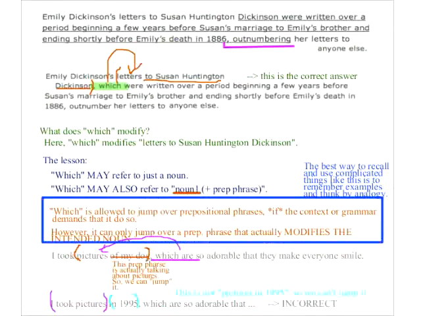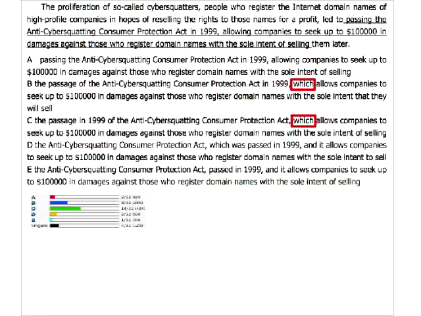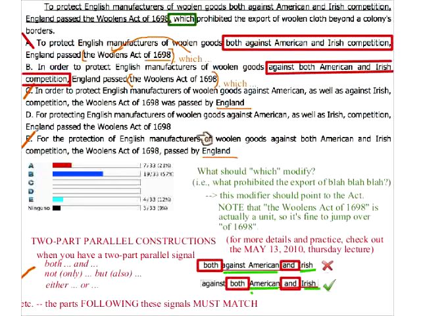Remember what we said about this kind of thing. If you say, I took pictures of my dog, then pictures of my dog are actually a thing. Just like letters to Susan Huntington Dickinson are something. Like there are a bunch of letters to this person. These are a bunch of pictures of my dog. This was the act of 1698. These are all actual things. Noun plus prepositional phrase as a unit.